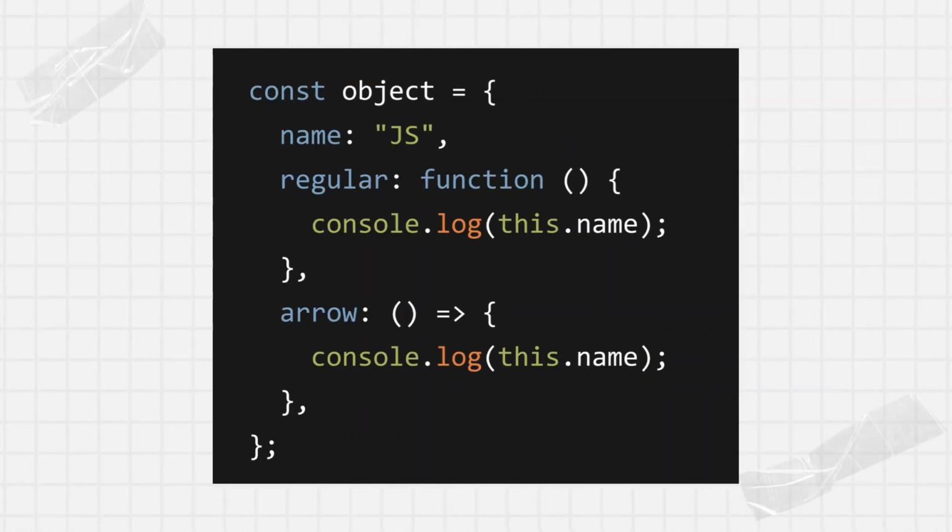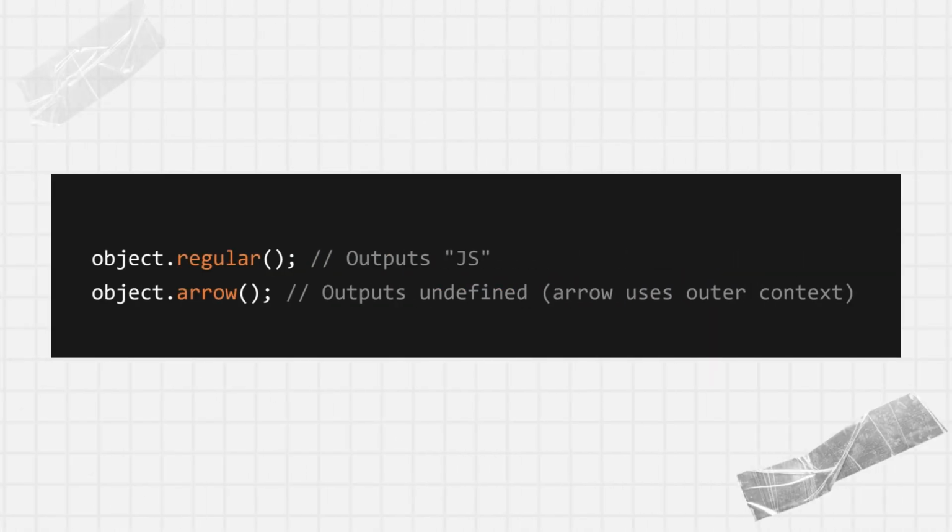Let's define an object like this. It will have a name property, and we will define two functions, a regular function and an arrow function. In both functions, we are console logging this.name. Calling object.regular will output JS, while calling object.arrow will output undefined.